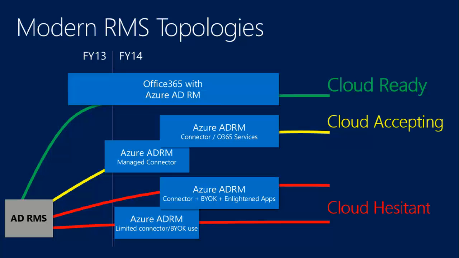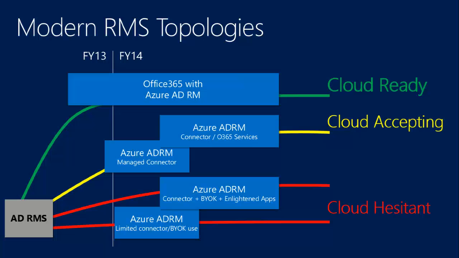All right, so now we're going to talk a little bit about quote-unquote modern RMS topologies. If you remember the three buckets before, the first bucket was cloud ready, second was cloud accepting, and the third is cloud hesitant. So the first is cloud ready, you're all in, you're ready to go. And so today we offer Office 365 with Azure ADRM. So if you're in the cloud, a few clicks, and it will get enabled, and we'll show that to you in just a second.